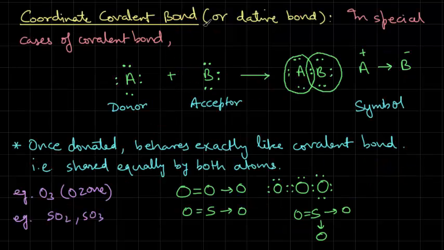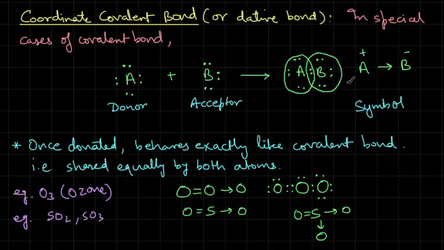Coordinate covalent bond, also known as dative bond. It's a special case of covalent bond where the electron pair is completely donated by one atom. In single linkages, we saw that only one electron was donated. Here, two are donated to the acceptor.